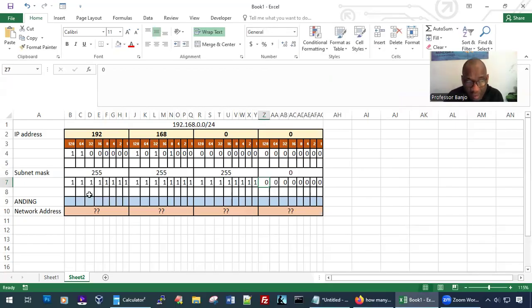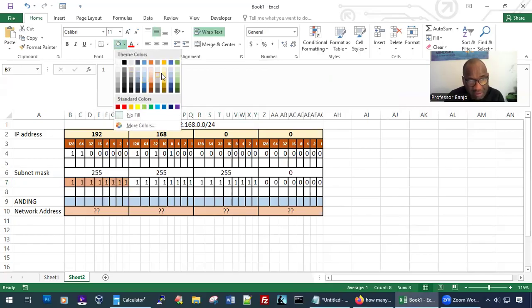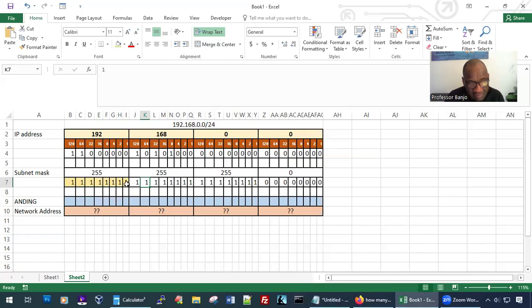Everywhere you see a 1, when you count, that is 24 bits, right? So this is 8, let me shade it yellow. Then you keep going. This is another 8, that's 16. Another 8, that is 24. So you're going to say there are 24 bits for the network address.